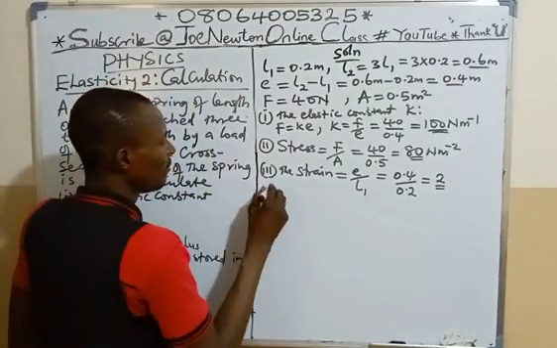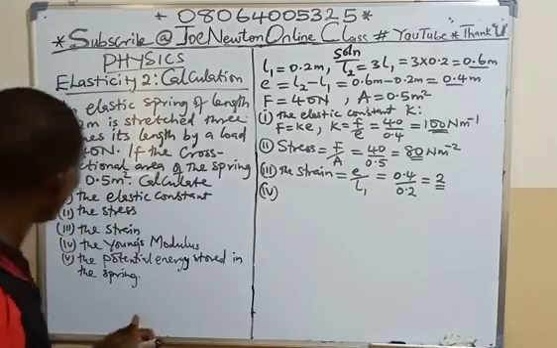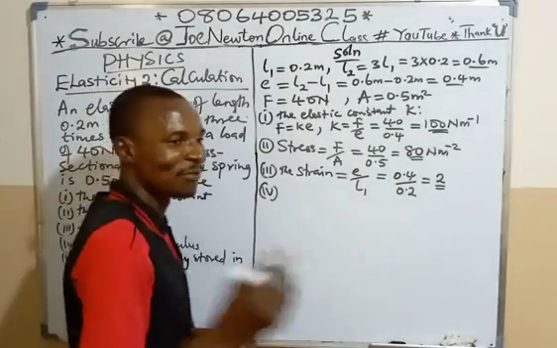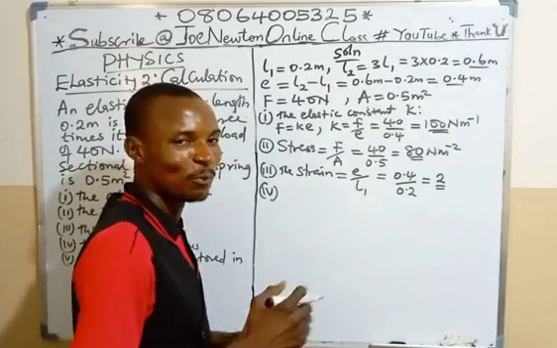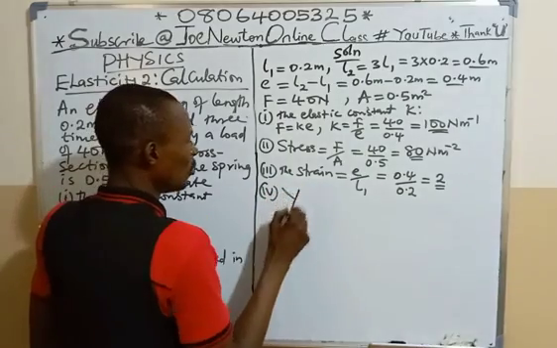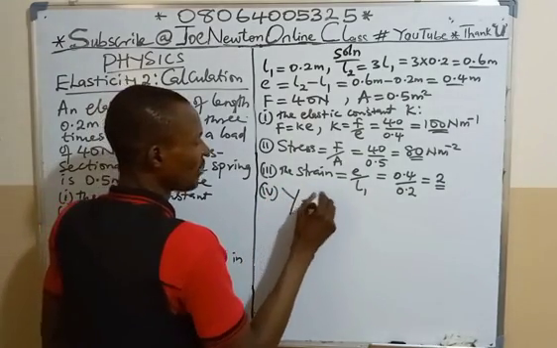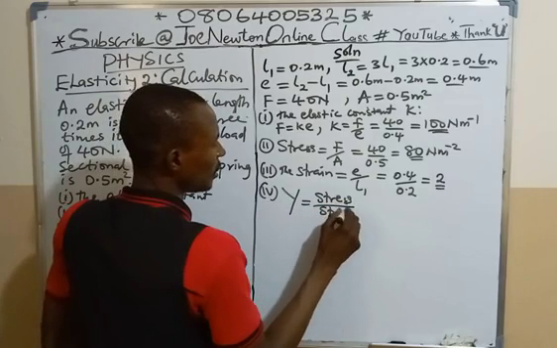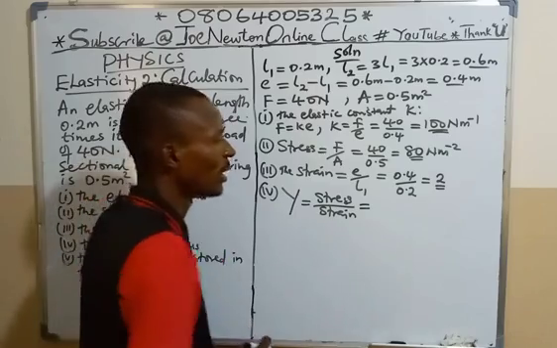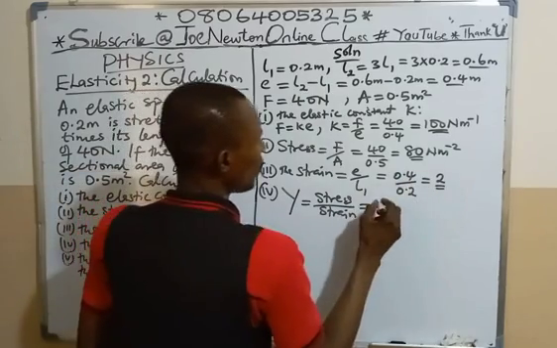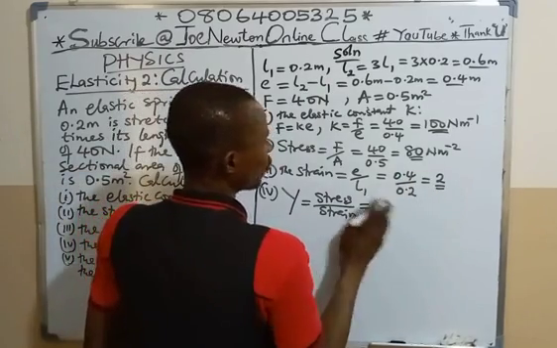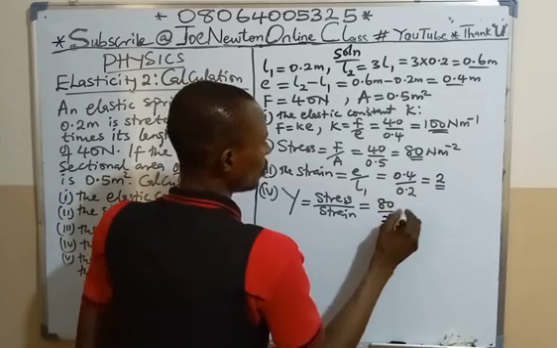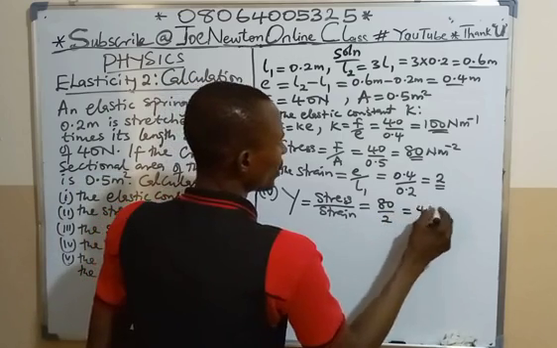Then we have IV. We are asked to find the Young modulus of elasticity. And recall, during our last class, we stated the formula. The Young modulus, that's the symbol for Young modulus, is given by stress over strain. Our stress is already obtained as 80, and our strain is 2. So 80 divided by 2 is 40.